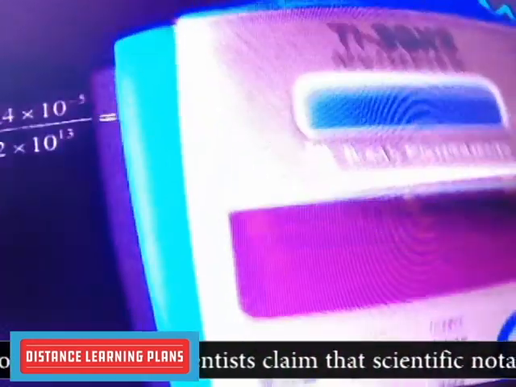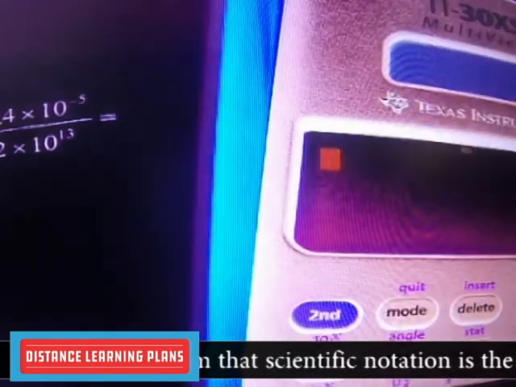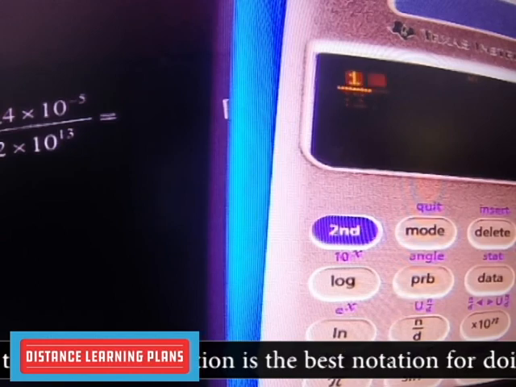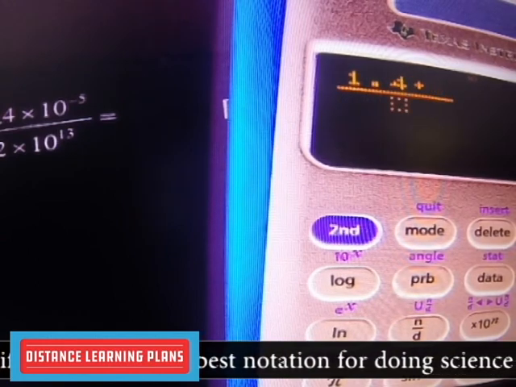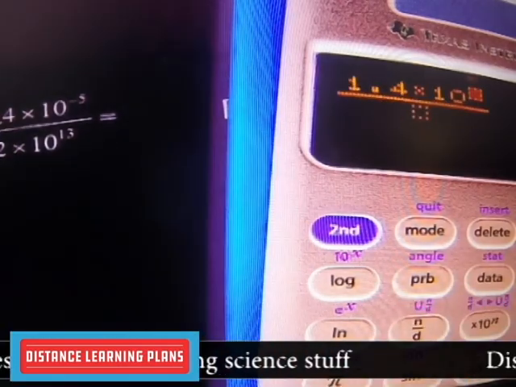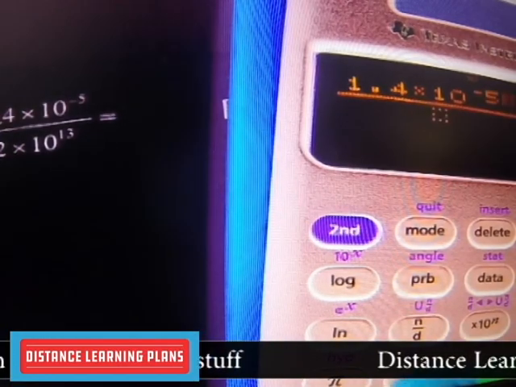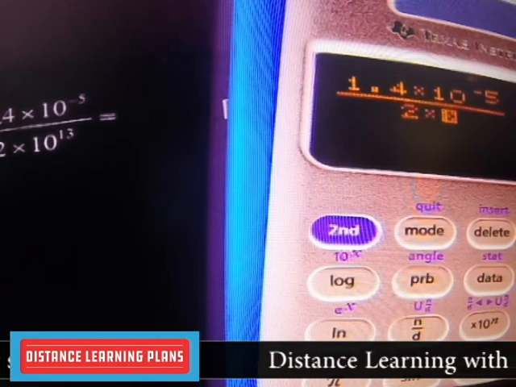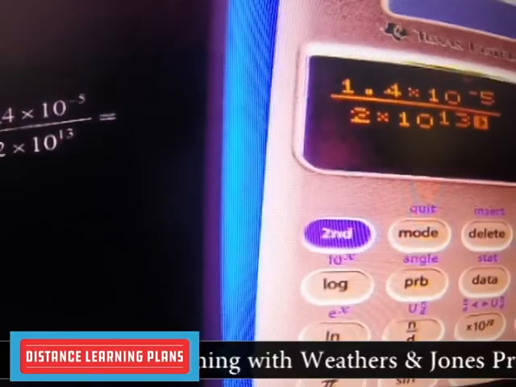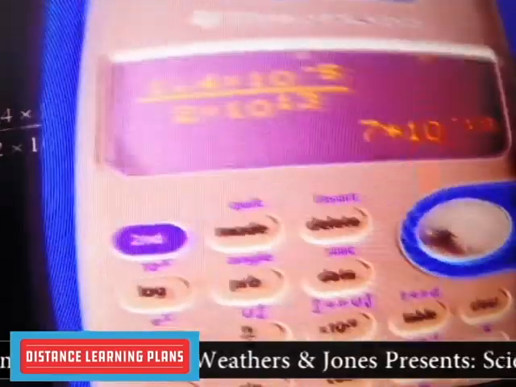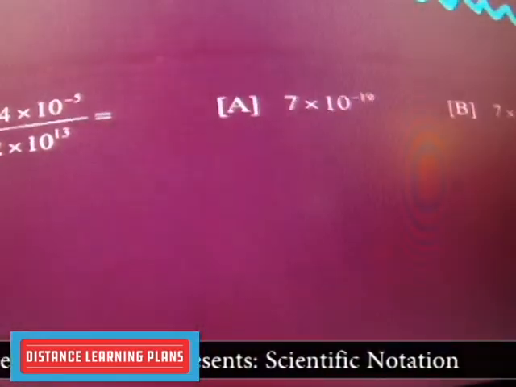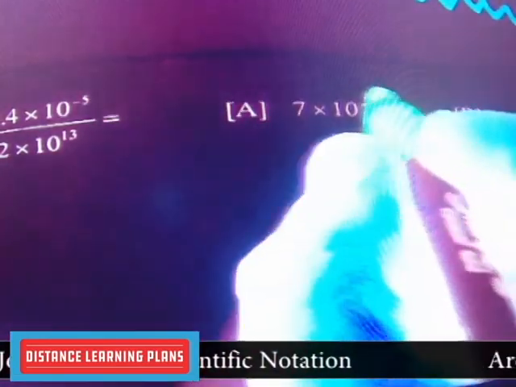I'm going to start by hitting the fraction button. You should know the fraction button right there. And then I'm going to put 1.4 times, oh wait, you know what, I'm going to do the fancy button right here. That'll just put times 10 to the -5th. Come down here, I'm going to say 2 times, I did it again. There, 2 times 10 to the 13th. Now when I hit enter, I'm expecting some answer in scientific notation, 7 times 10 to the -19th. And that's it right there, 7 times 10 to the -19th.